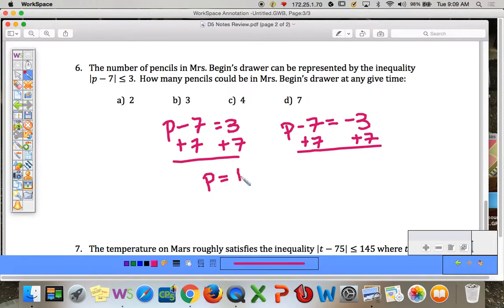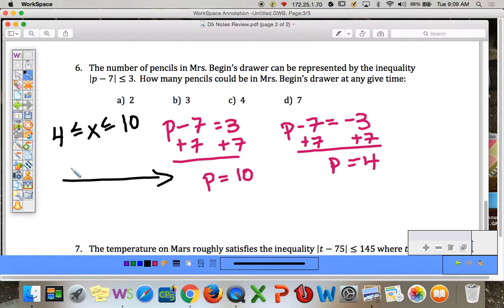And we get P equals 10. We get P equals 4. So the smallest amount can be 4. And we'll say 4 less than or equal to x, which is less than or equal to the biggest amount, 10. On a number line, here's what it would look like. At 4, you'd put a closed dot. At 10, you'd put a closed dot, and you would shade everything in between.